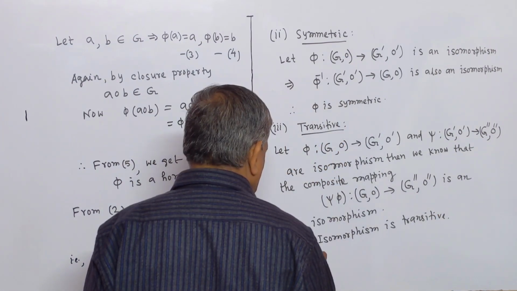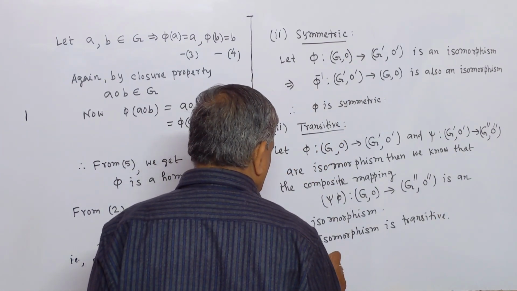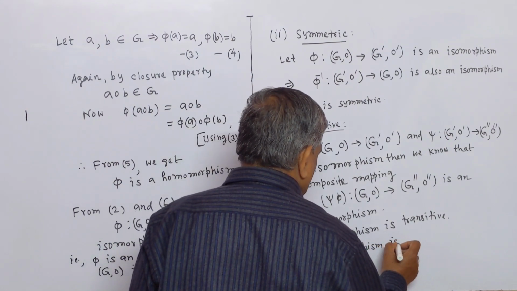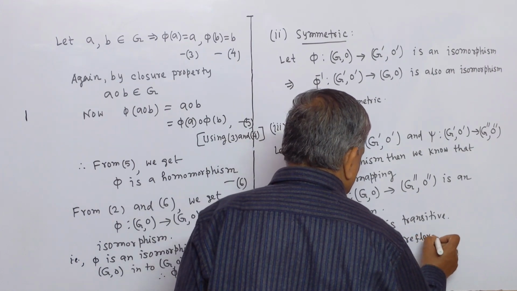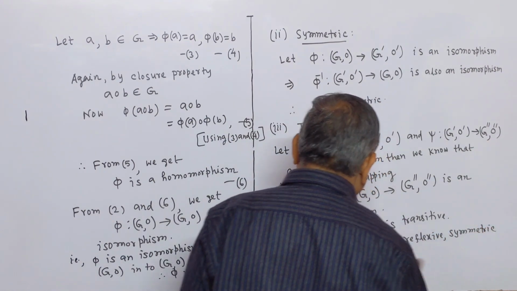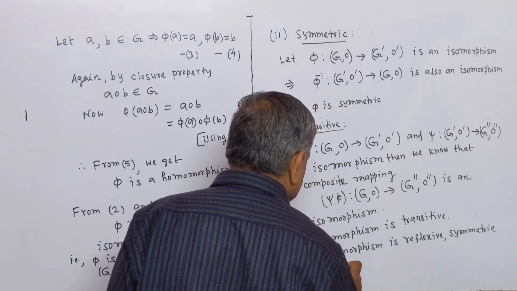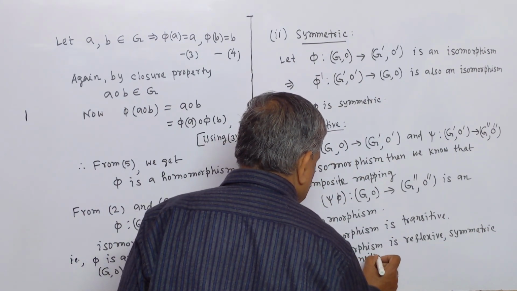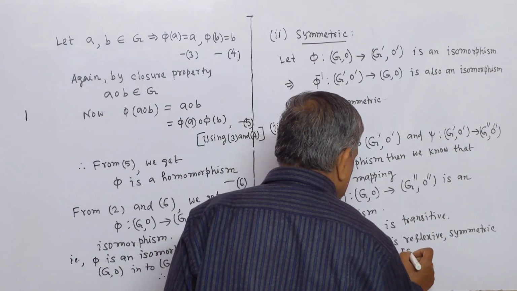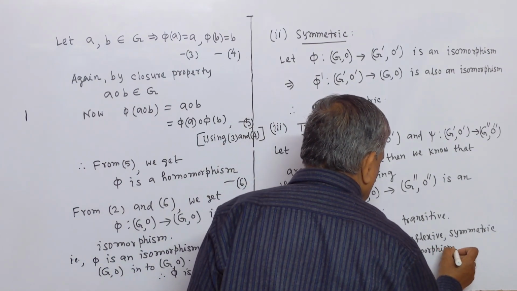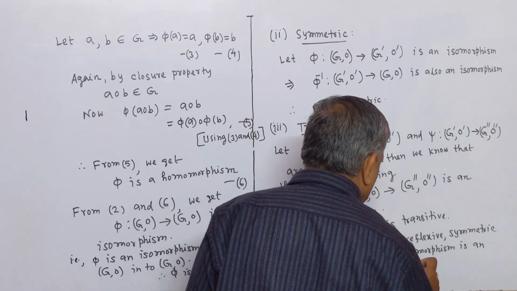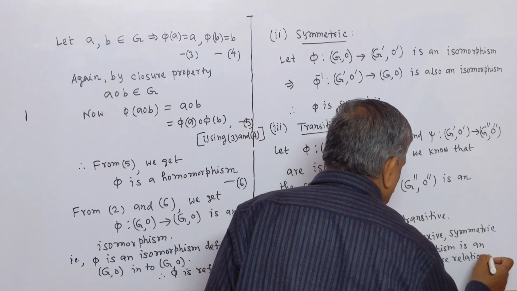Hence, isomorphism is reflexive, symmetric, and transitive. This implies that isomorphism is an equivalence relation. Proved.